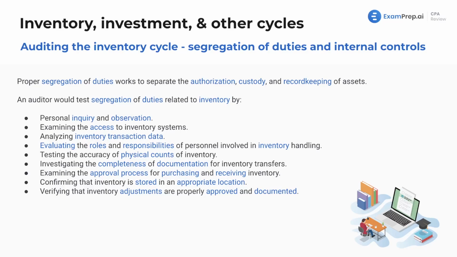Let's talk about auditing the inventory cycle. What are some proper segregation of duties and internal controls? First off, we're dealing with segregation of duties. We want to do our best to make sure that there's no fraud or error or anything like that. We want to separate out the authorization, custody, and record keeping.